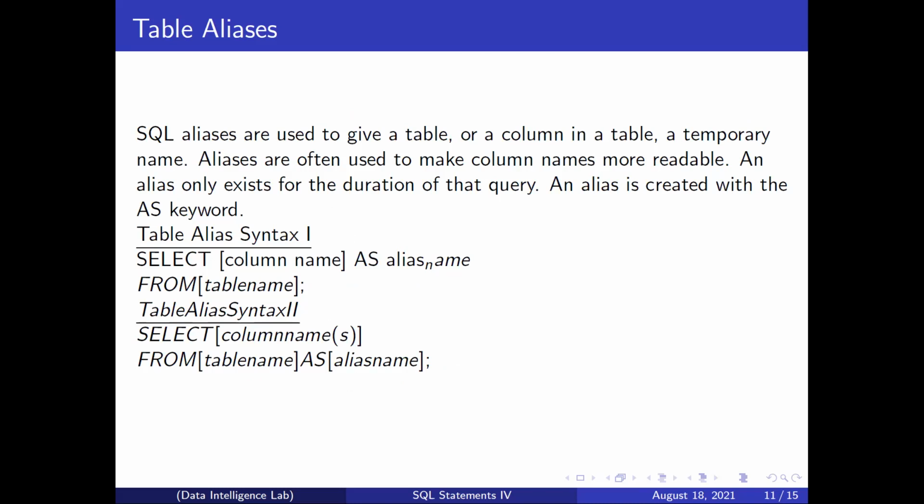Those are some common table operators we need, and we are going to demonstrate that. Let's talk about table alias. Table or column aliases are used to specify a temporary name for a table or a column.